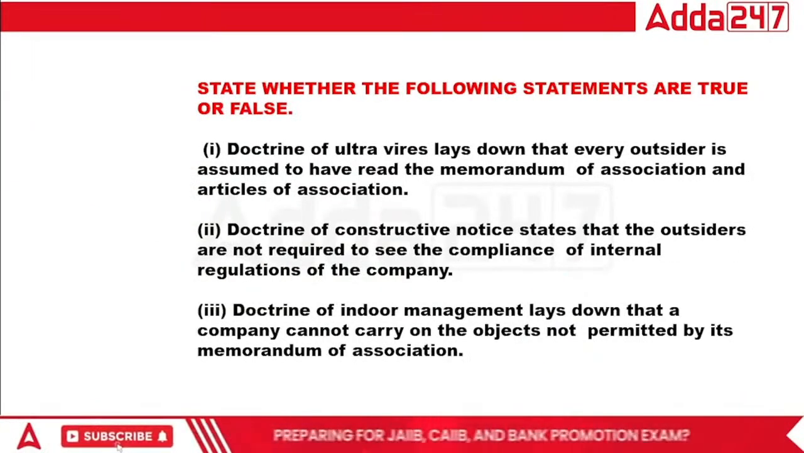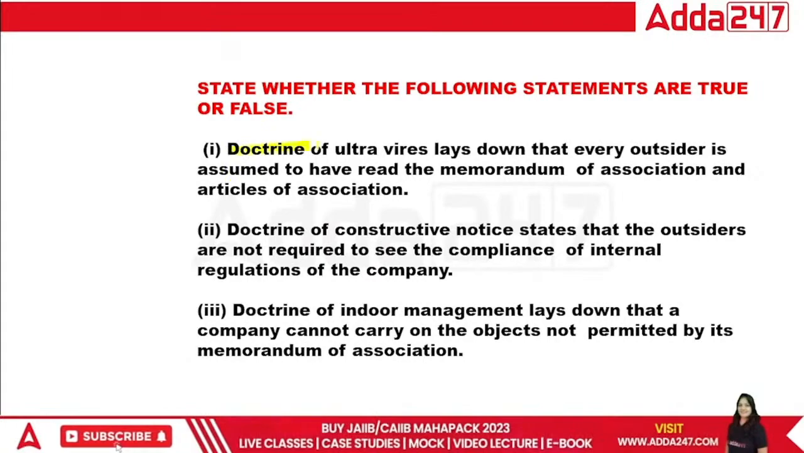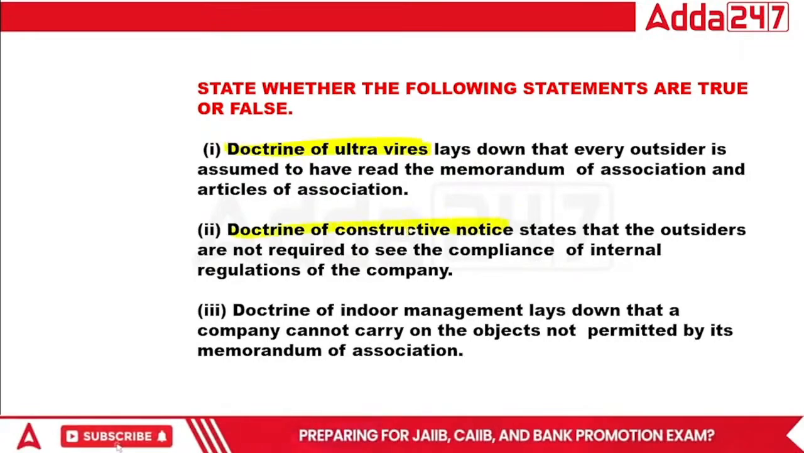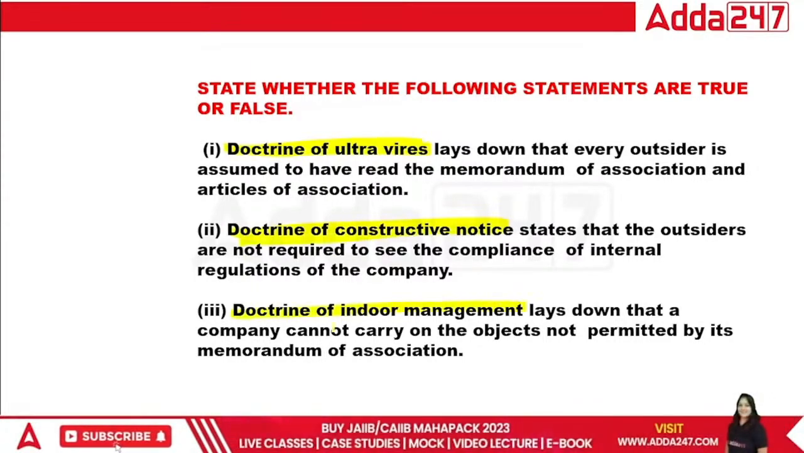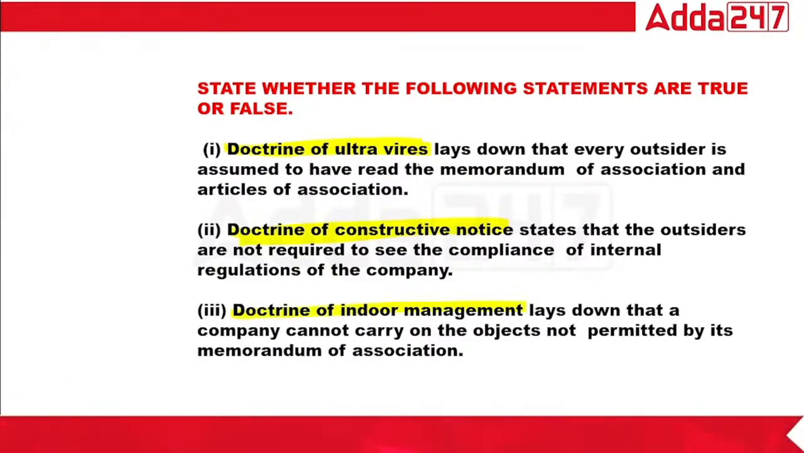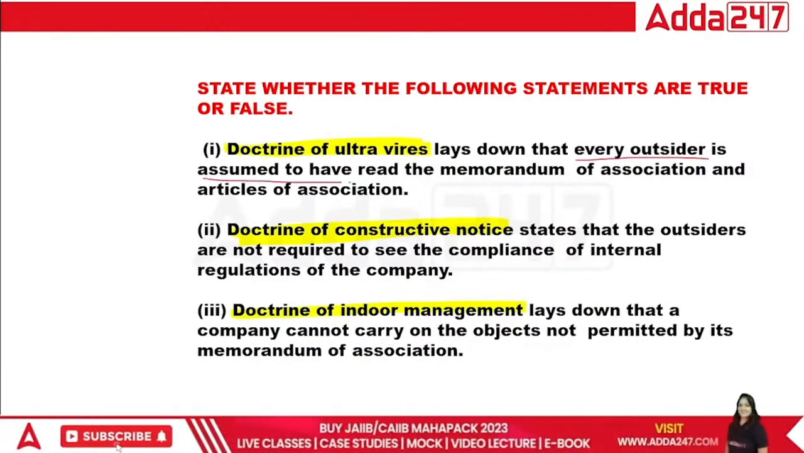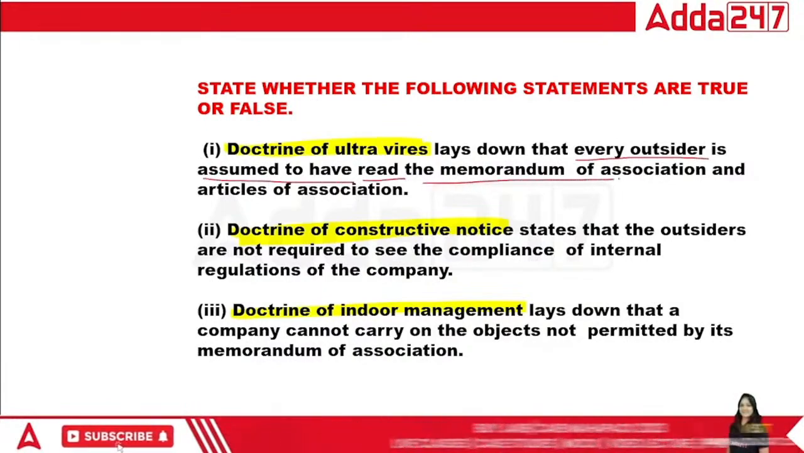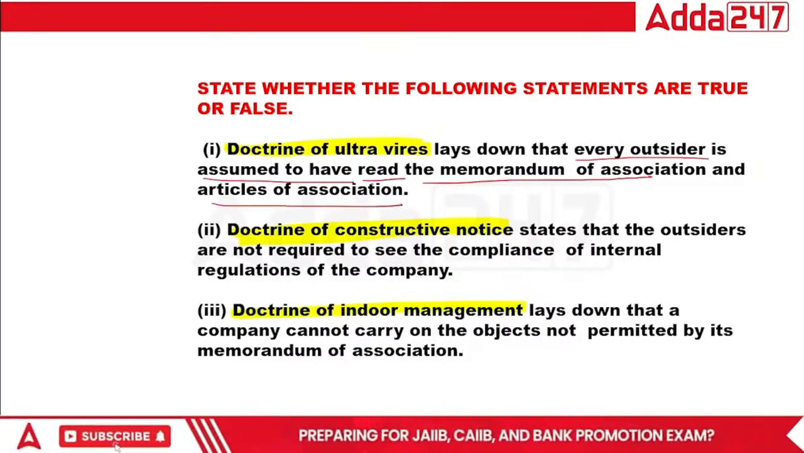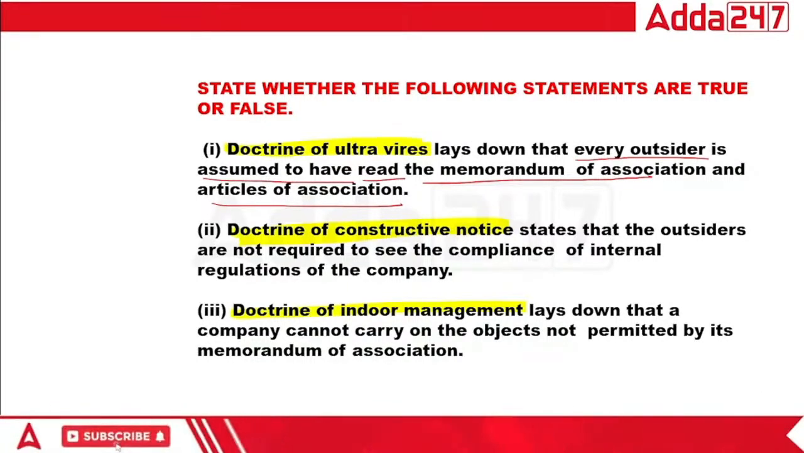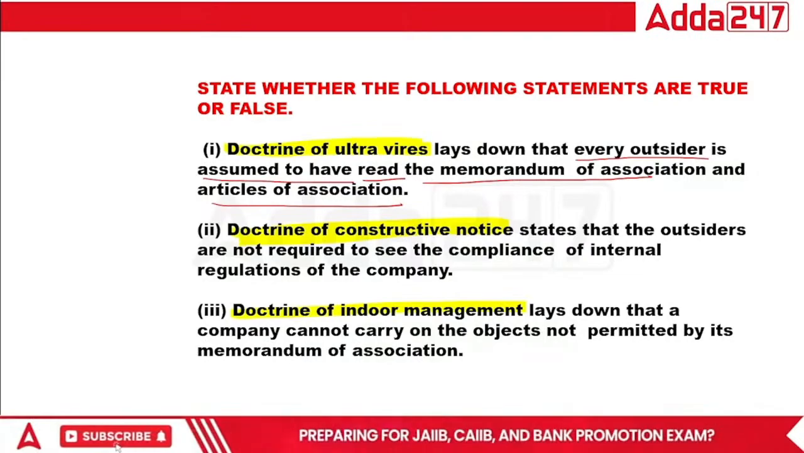Done. Next. See, three doctrines are there and the questions are there: doctrine of ultra vires, doctrine of constructive notice, and doctrine of indoor management. What is written here in the first point: ultra vires lays down that every outsider is assumed to have read the memorandum of association and articles of association. First of all, remember the points. You have to know what is doctrine of ultra vires, what is doctrine of constructive notice, and what is indoor management.